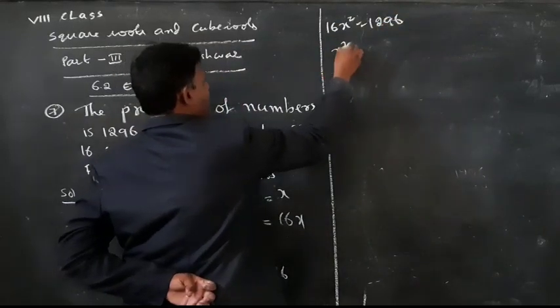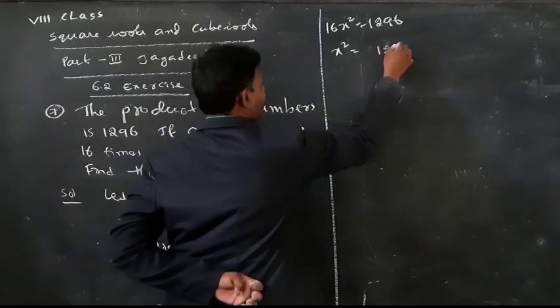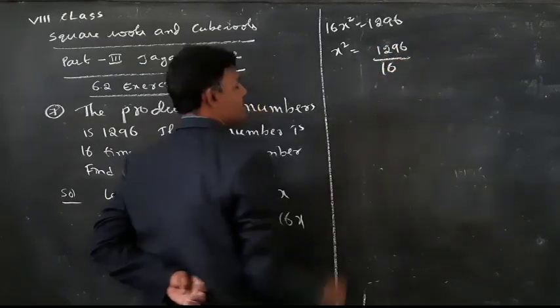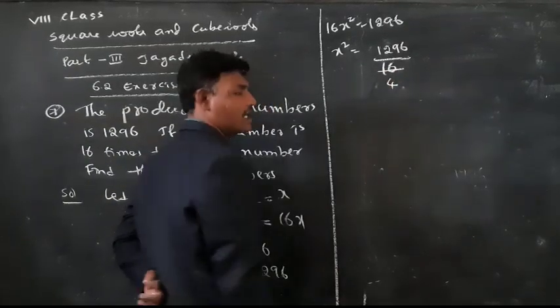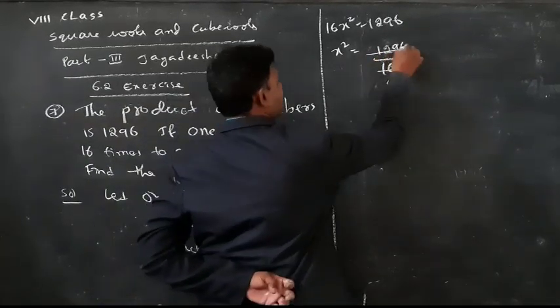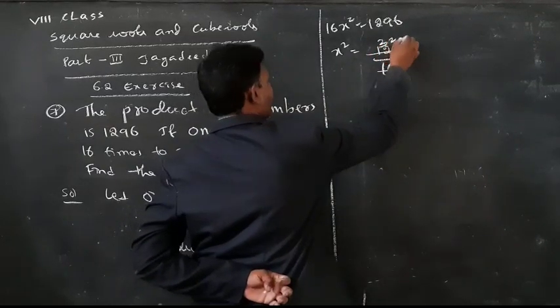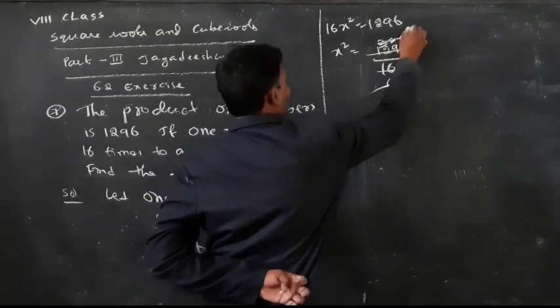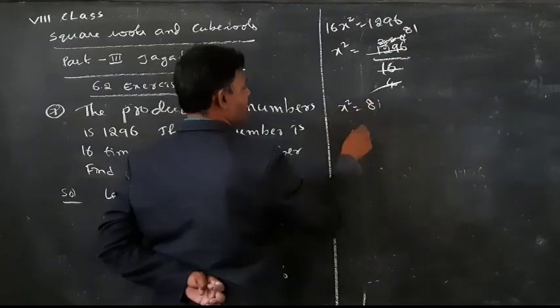I am transposing 16 to that side. What happens? 1296 by 16. Now do the calculation. 4 fours are 16. 4 twos are 8, 4 threes are 12. 4 nines are 36, 4 fours are 16. 4 eights are 32, 4 ones are 4. So x square is equal to 81.